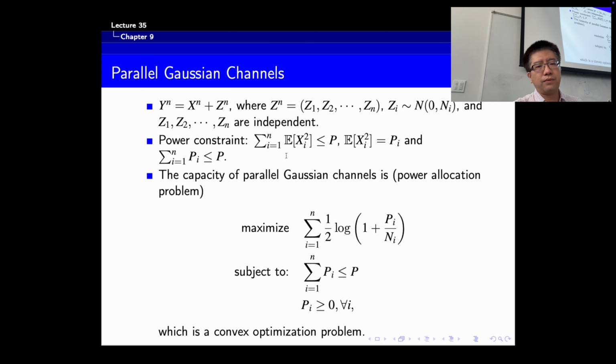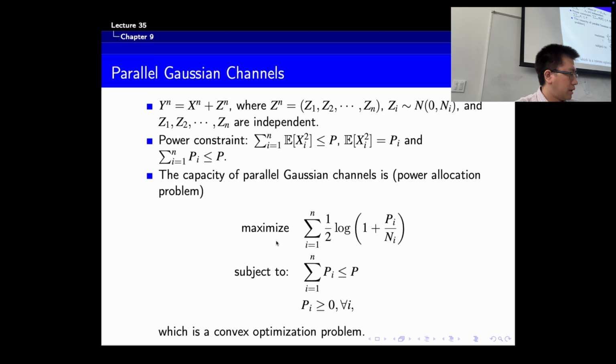But for the summation of them, here now is less than or equal to P, okay? So this basically means that we have the possibility to allocate the power for each channel, right? Ideally, if the channel is good, we want to allocate more power. If the channel is bad, we want to allocate less power, right? Because if the channel is bad, then why do we want to use it anyway, right? So that's the basic idea. Therefore, we can formulate this problem, right?